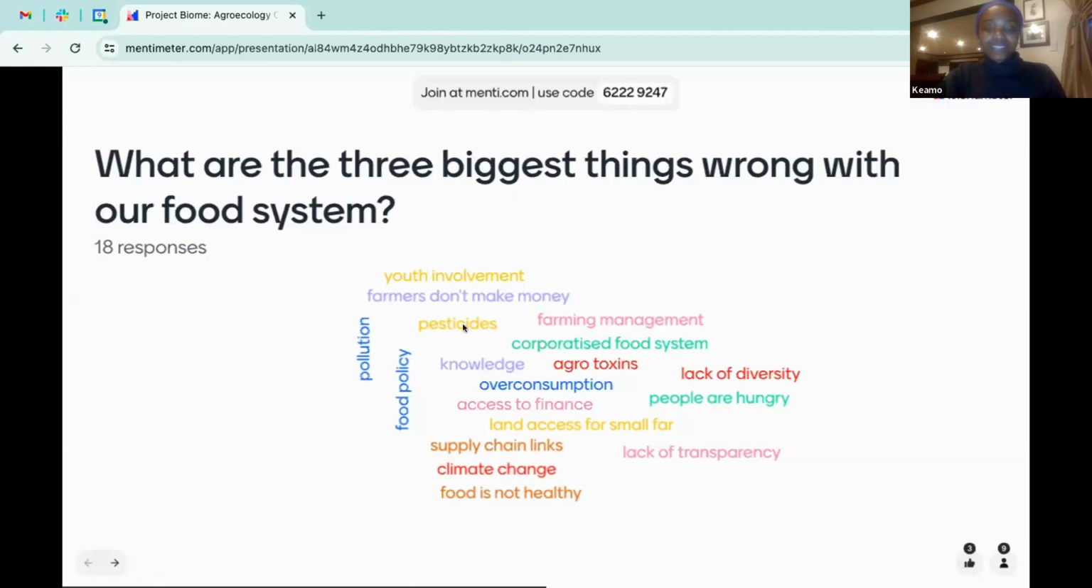Supply chain links, absolutely. The value chain as well that processes food is also very flawed in the way that we've experienced it. Farmers don't make money, pesticides, access to finance, that's a very big issue, yes. And food policy.